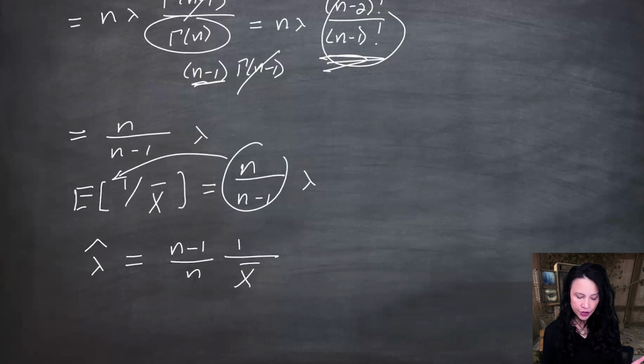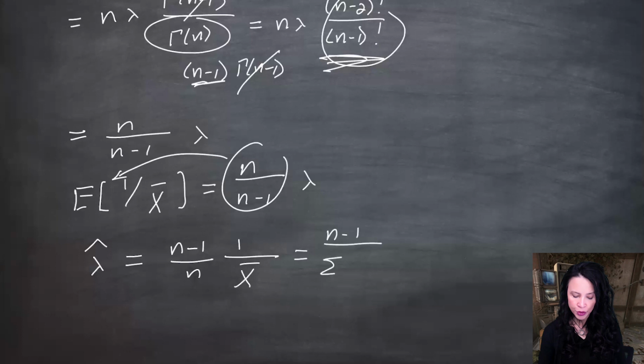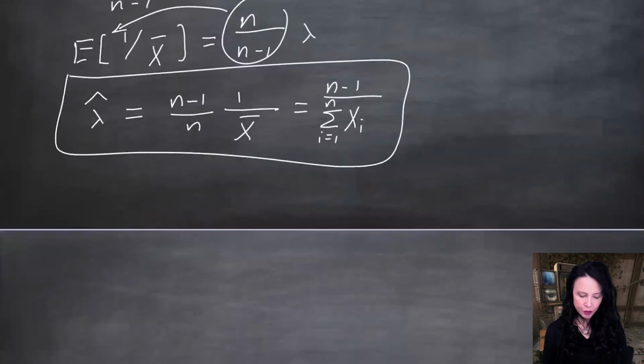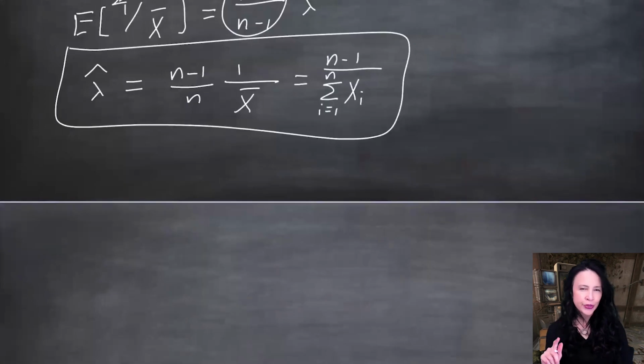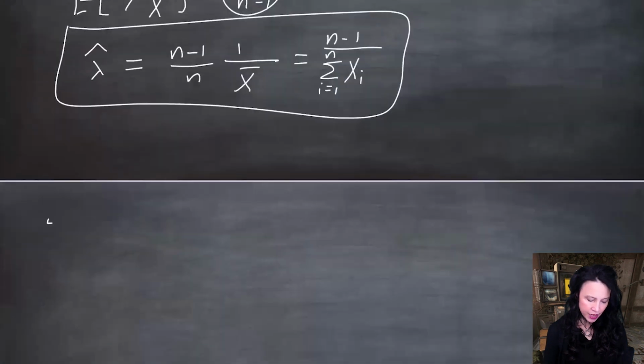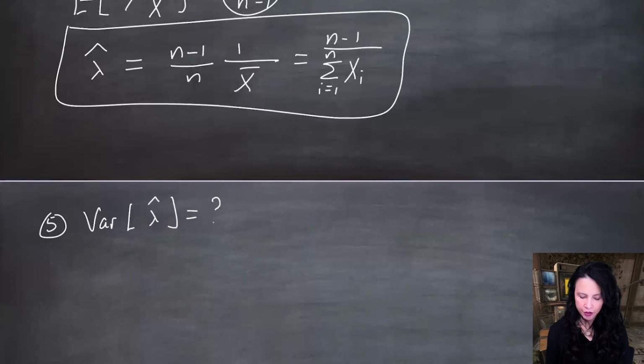And that's a fine answer. Or if you think of this denominator here as 1 over n times the sum of the x's, you can get some cancellation. This is n minus 1 over the sum as i goes from 1 to n of the xi. So kind of close to 1 over x bar, but not exactly the same. Okay, so we have an unbiased estimator for lambda, and we only have one of those, so I'm not calling it lambda hat 1 and lambda hat 2. So the next part, part 5, I want to find the variance of this unbiased estimator from part 4.